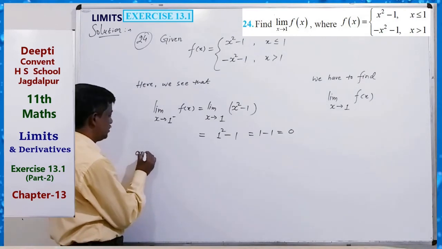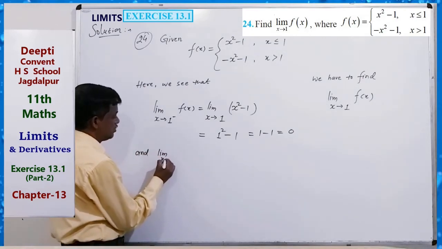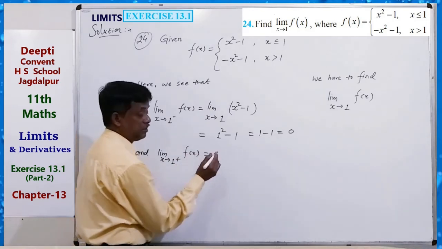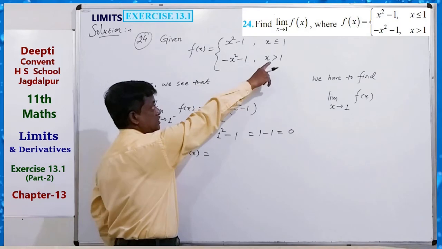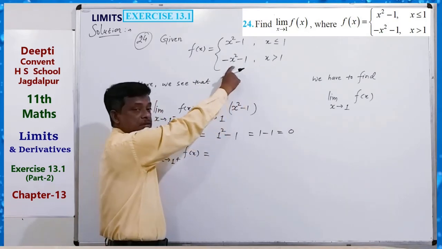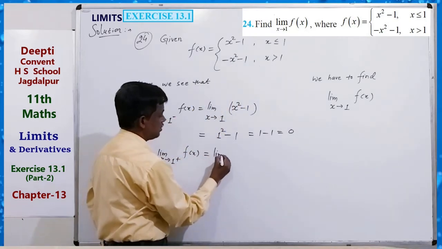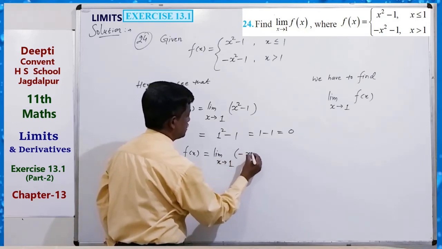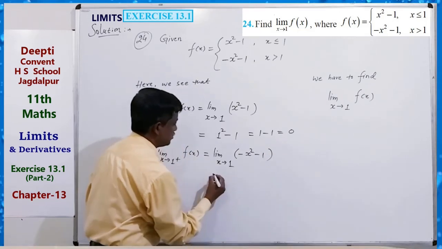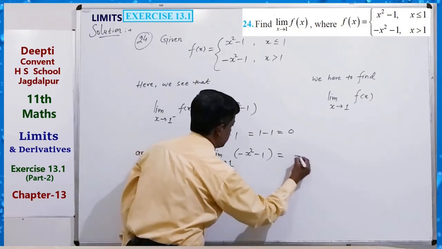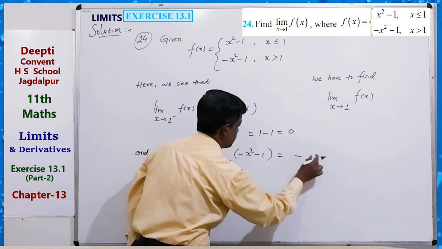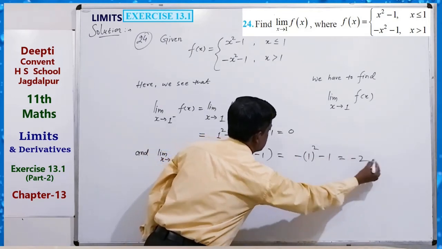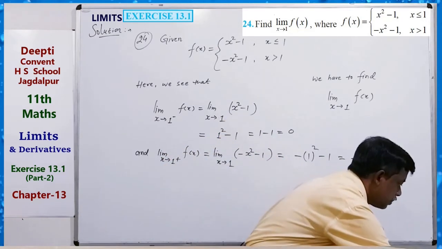And limit x tending to 1 plus of f(x), the right hand limit. Right side is x greater than 1, so right side is this. So limit x tending to 1 of minus x square minus 1. So this is equal to what? Minus 1 square minus 1, which is minus 2. Okay.